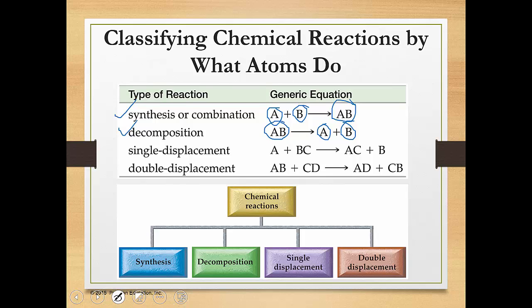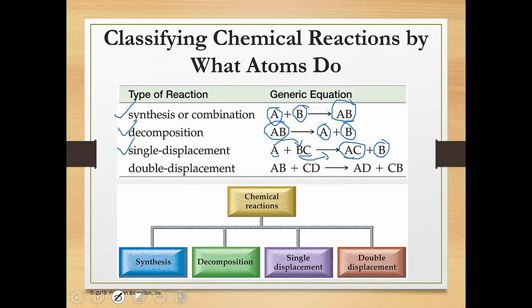Now, the other thing I can do, I can have some compound A and a compound BC. So A would be an element by itself, let's say. BC would be two elements combined in a compound. And what I can have is A can come in here and knock B out of place. So that A and C are now combined, and B is an element by itself. What A has done is displaced B in this reaction, so that is known as a single displacement reaction.